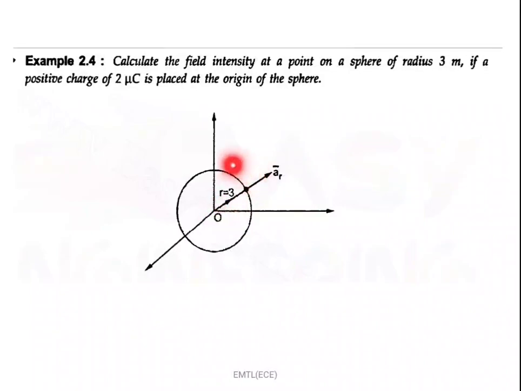Now on the surface, that means we have to find a point on the sphere of the radius, at any point on the sphere, we have to find the electric field intensity due to this point charge. That is the distance between the point charge and the point where we have to find the electric field intensity, and the unit vector is along the radius direction, represented by AR bar.